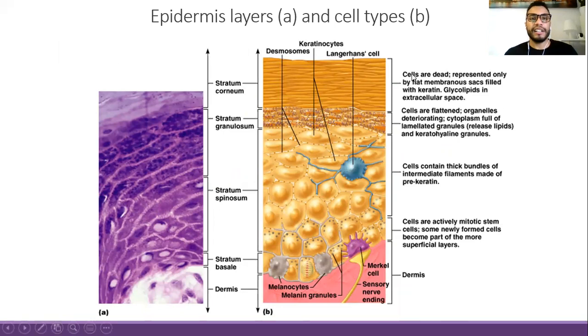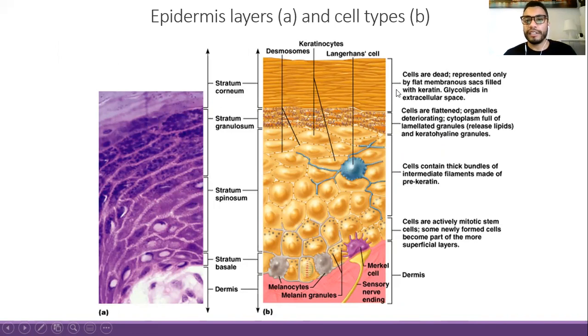And then here we also see real pictures, okay, histological micrographs of the epidermis layers. Here the epidermis layers that you see are a representation of a thin skin. You know why? Thin skin, because we don't have stratum lucidum here, okay? We have corneum, granulosum, spinosum, and basale. We have 4 layers only here. So this is a thin skin in which the stratum lucidum is missing.